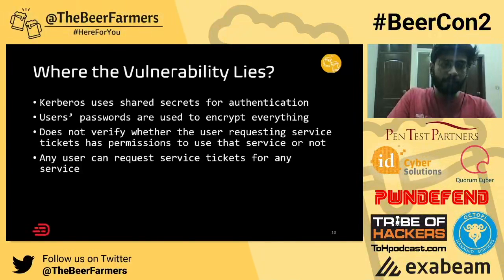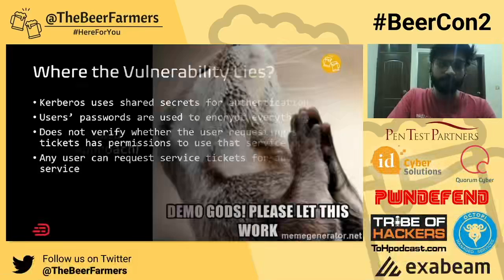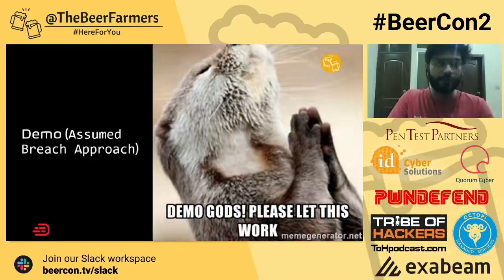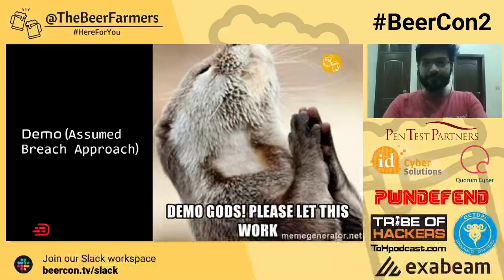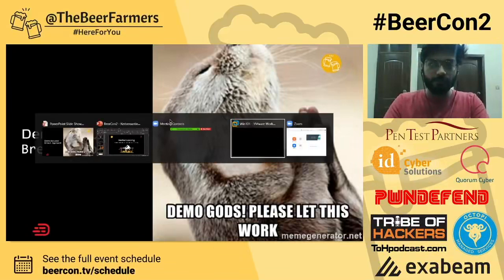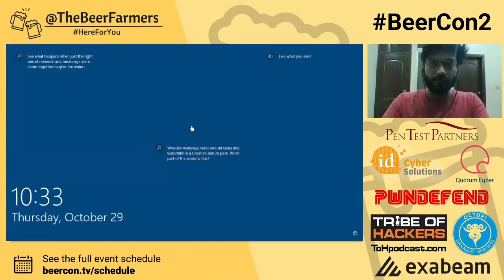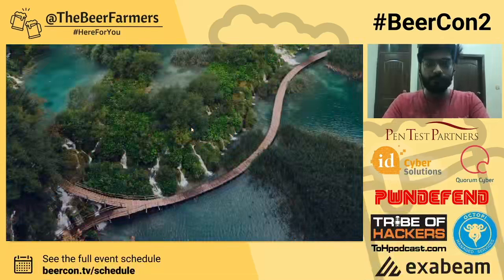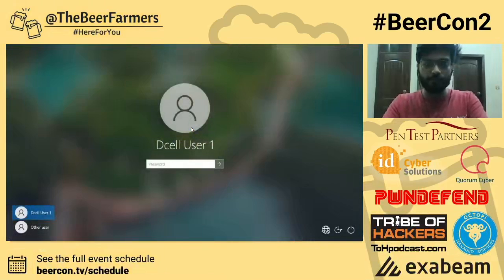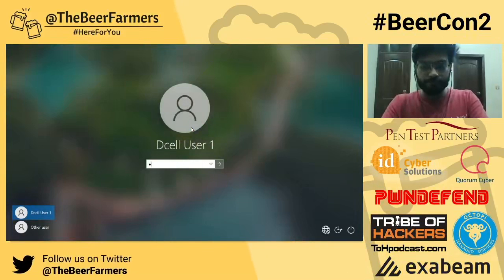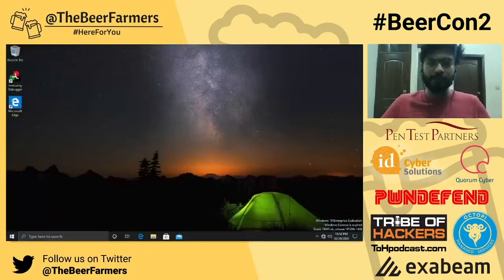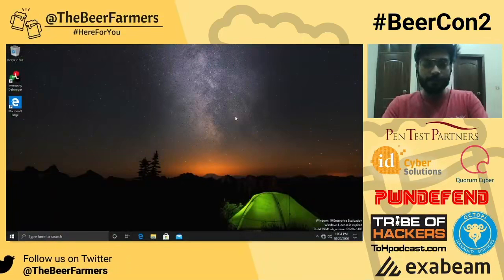So until now, we've seen the theoretical aspects of these attacks. Now, if you'll allow me to make a quick prayer to the demo gods, let's start with the demo. So I'm going to be using the assume breach approach. All right, so I'm going to show you guys two approaches to this attack. The first approach is that, for example, we have a compromised domain user in a domain environment.